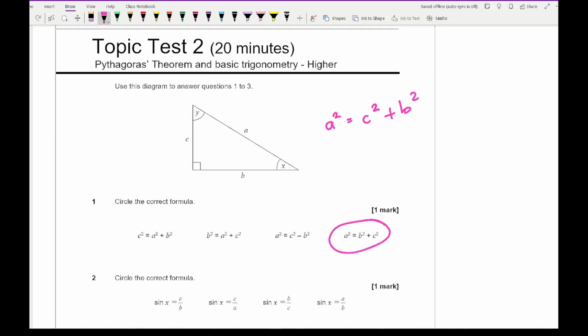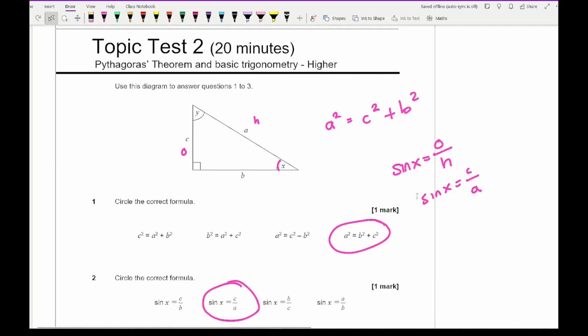For question 2, it says circle the correct formula, and this time we're using sine. So sine x is going to be the opposite over hypotenuse. So x is here, so the side that's opposite is C, and the hypotenuse is A. So we're looking for sine x equals C over A, which is our 2nd option.